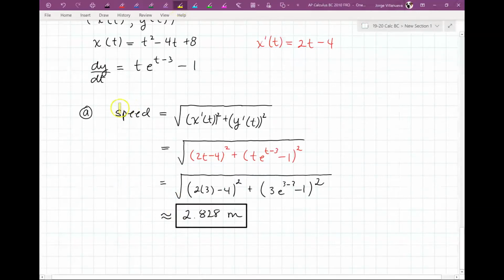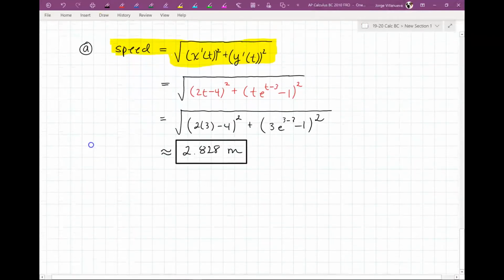So this is a formula that is given to us for speed. I don't know if you guys remember this, but we were doing this when we were going over magnitude. So it's a good formula to know for speed of a parametric system. Okay, so that's part A.